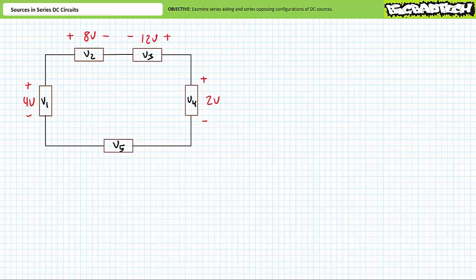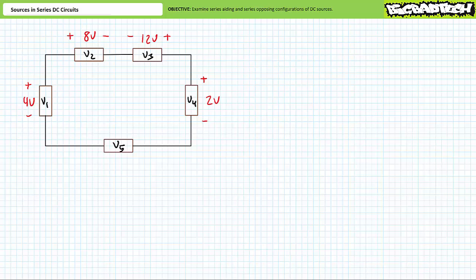V1 is 4 volts, positive to negative, top to bottom. V2 is 8 volts, positive to negative, left to right. V3 is 12 volts, positive to negative, right to left. And finally, V4 is 2 volts, positive to negative, top to bottom. We know nothing about the fifth element, not its magnitude nor its polarity. However, we can use Kirchhoff's voltage law to determine both.